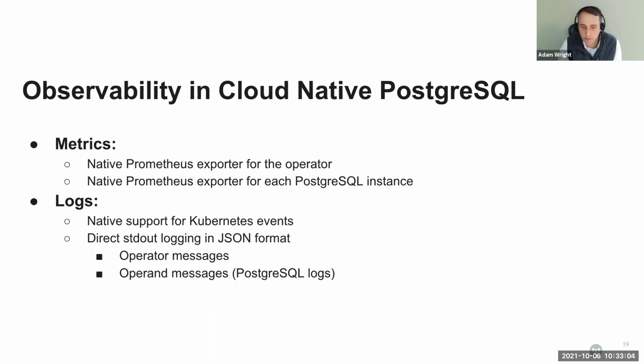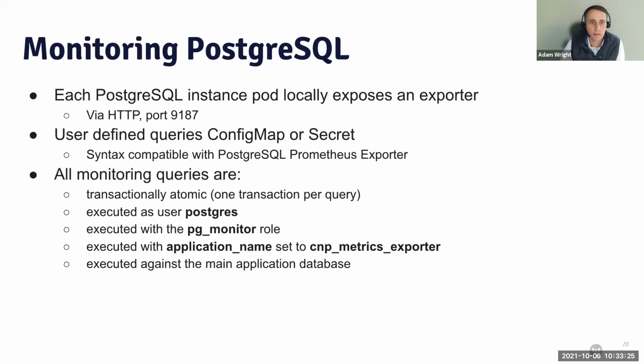This is quite a bit different if you're managing Postgres, say, in a VM environment. Since we're doing Kubernetes, we want everything to go out in JSON format, because typically these messages in Kubernetes are going to be picked up by another logging system. So we redirect everything to standard out in a JSON format.